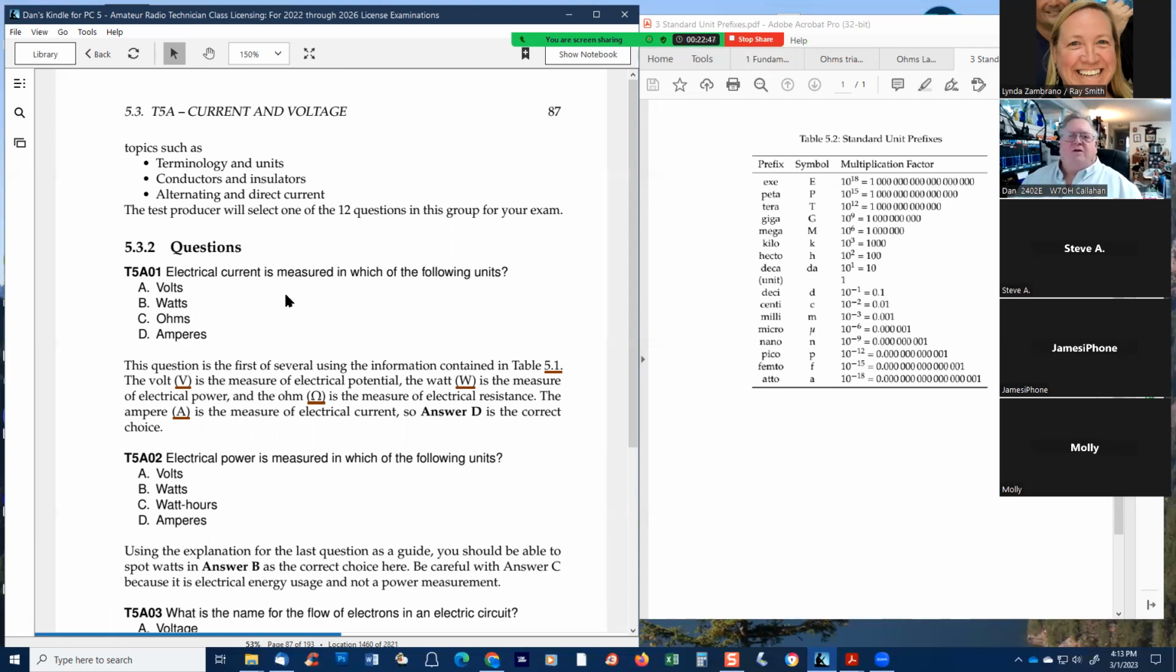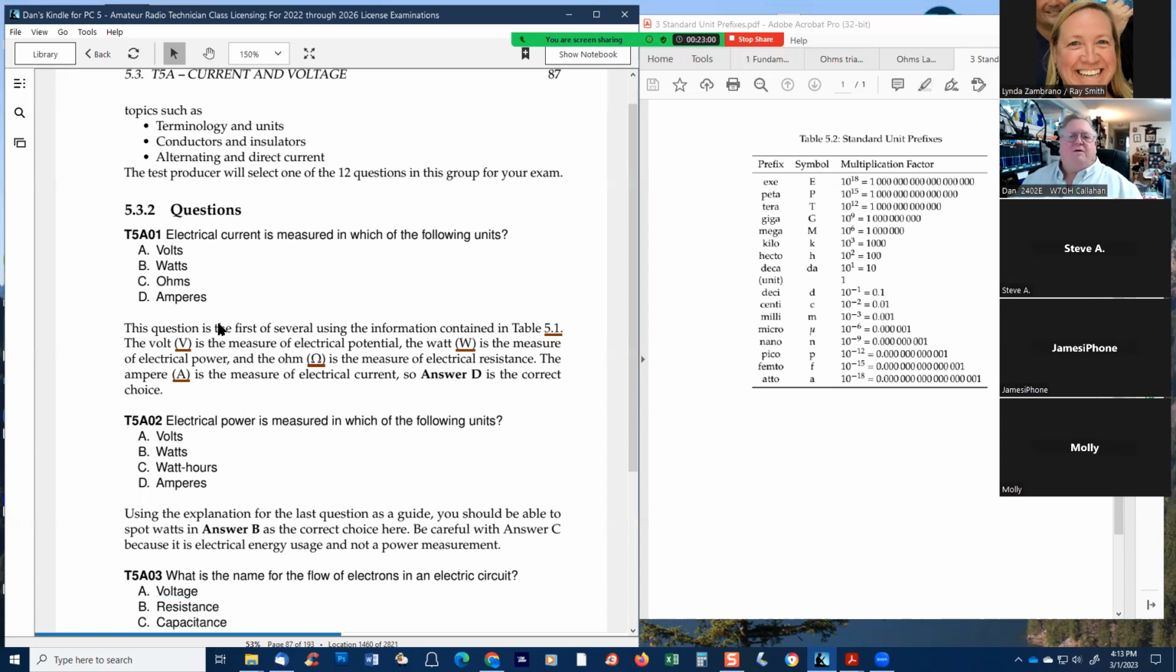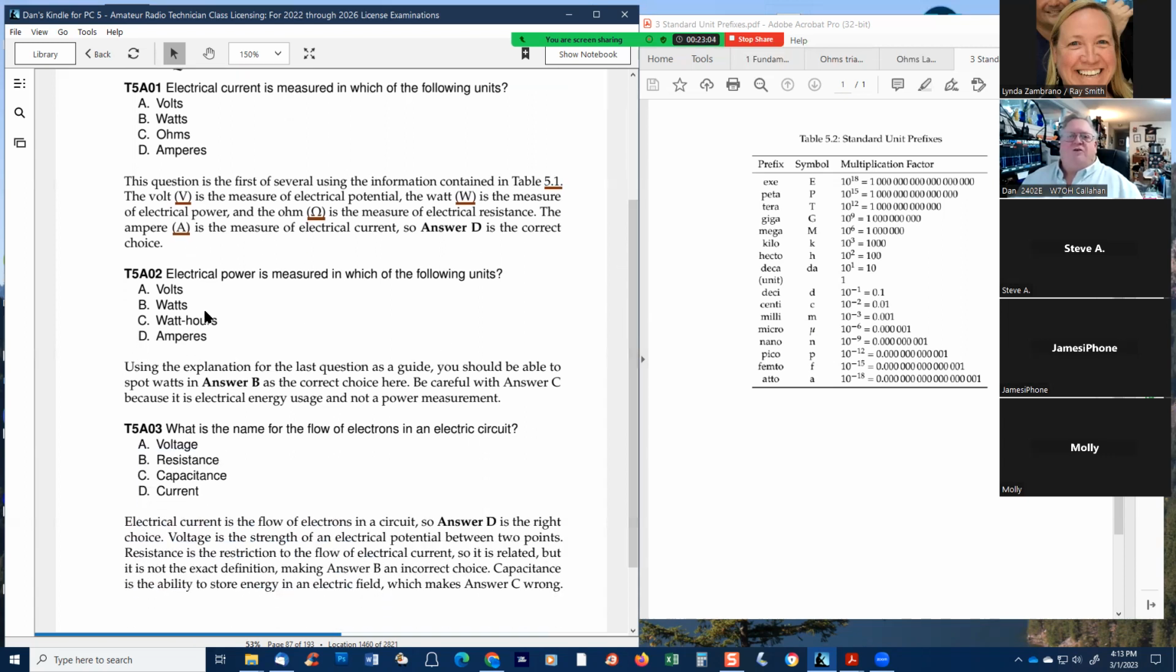Well, electric current, you measure it in amperes, amps. And most of us will just say, how many amps is it? It's amperes. That's the unit of current, the volume. It's the gallons, if you like. And electrical power, the next question, you measure it in watts.